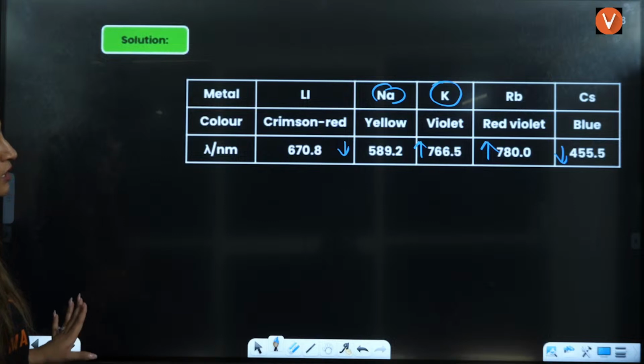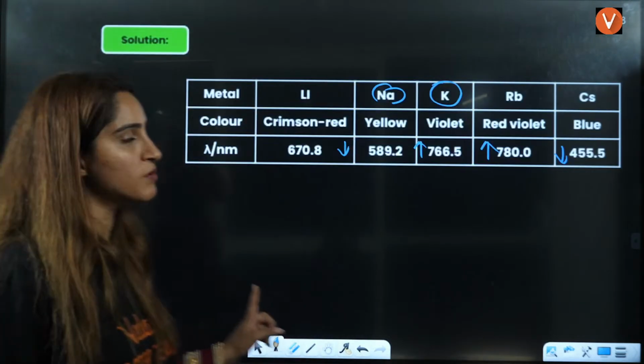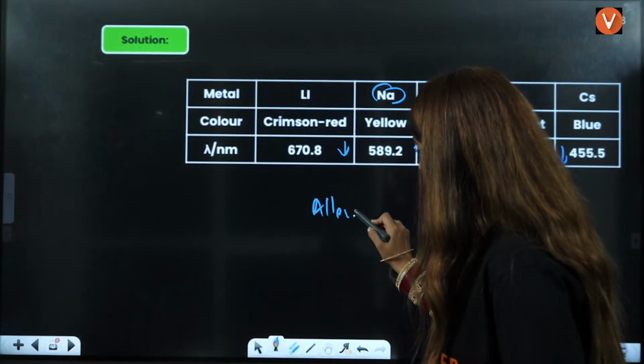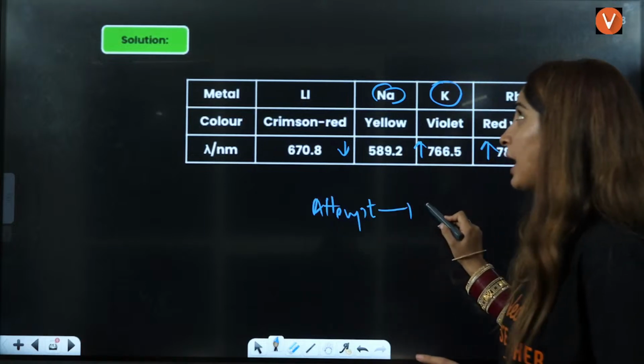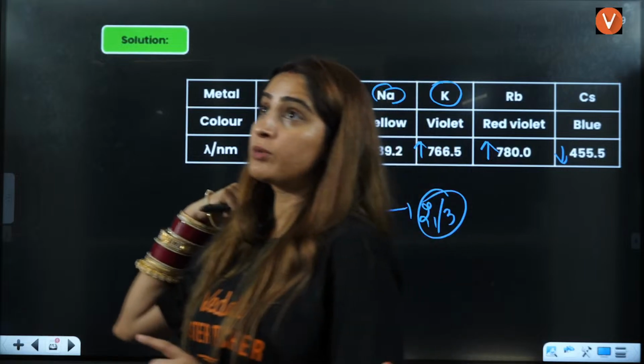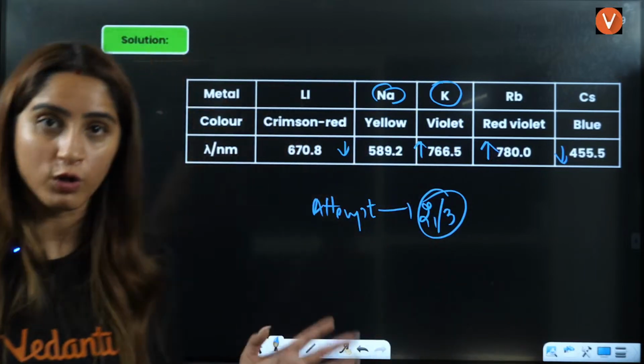Next, why have I taken up a question based on color? Because in attempt 1, they asked I think 2 or 3 questions based on color, right? From coordination chemistry till now they have asked, so that is why the color of the compound also becomes important for you, right?